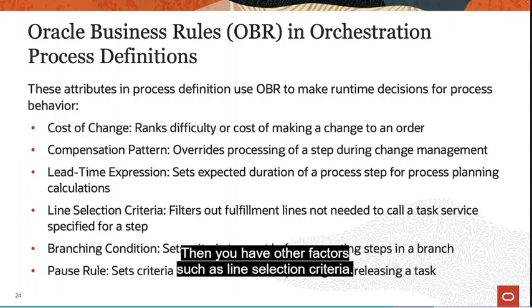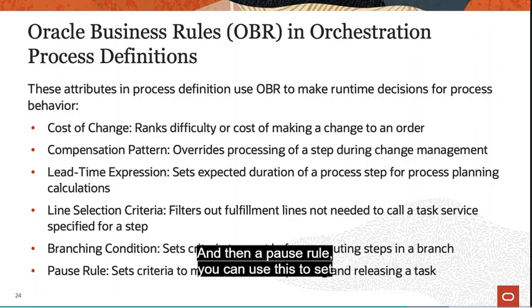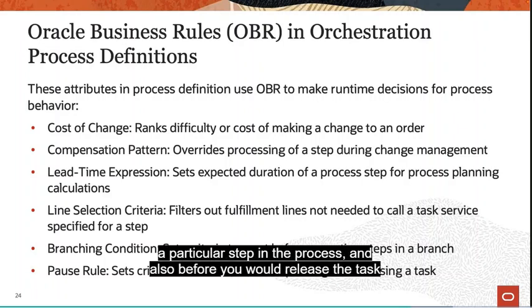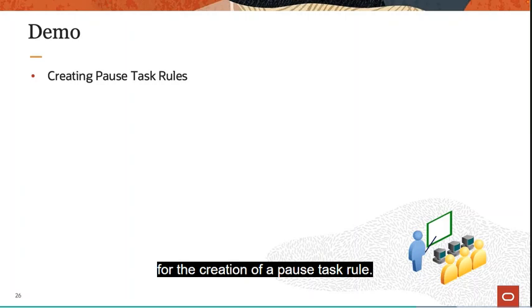Then you have other factors such as line selection criteria. This allows you to set up filters that will determine are there particular fulfillment lines that are not needed to call a particular task service specified for a step. Also, as described in the previous slides, you have branching conditions. These are criteria that you can set that'll say you need to meet these before executing the next steps in a branch. And then a pause rule. You can use this to set criteria that needs to be met before we would pause a particular step in the process and also before you would release the task to let it resume. This lesson also includes a demonstration for the creation of a pause task rule.